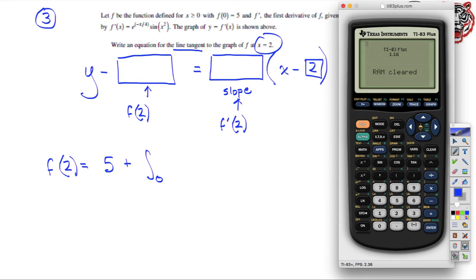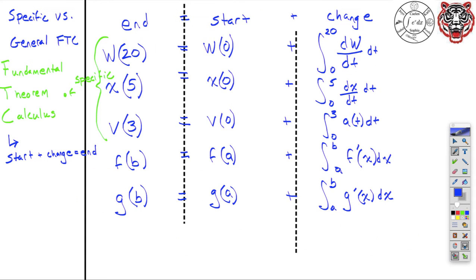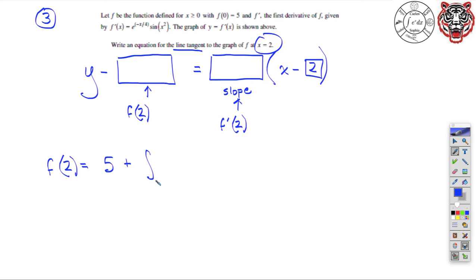Go back to your notes. So in the notes, it was always from this point to this point. So 5 to 2? No, just 0. 0 to 2, there it is. From 0 to 2 of our f prime, right? f prime of x dx.